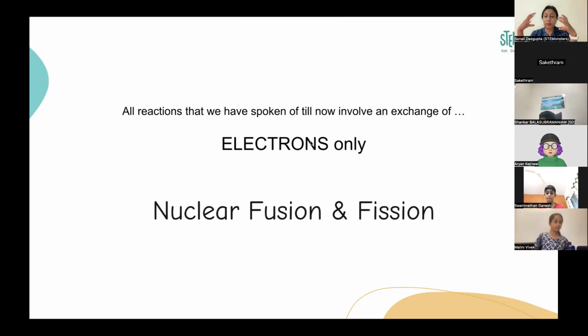So there is a special category of reactions known as fusion and fission reactions. As Shankar very rightly said, they are known as nuclear reactions, where the nucleus starts to participate. What is there inside the nucleus? Protons and neutrons, right, Swami?